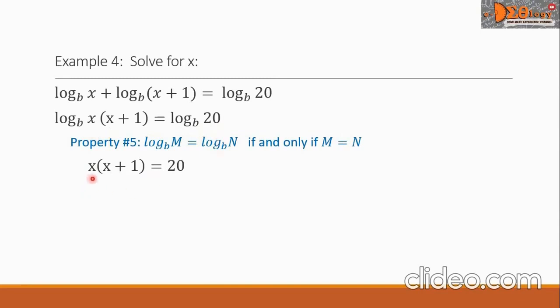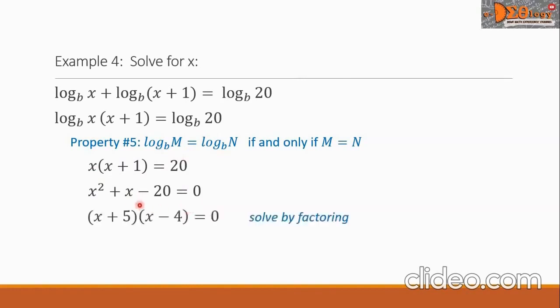We will distribute this x to each term of the binomial. So x times x is x squared. X times 1 is positive x. Now, for this 20, we're going to transpose on the left side of the equal sign, and the positive 20 becomes negative 20. And this is equal to 0. From here, let us solve by factoring. And the factors of x squared plus x minus 20 are x plus 5 times x minus 4. And this is equal to 0.